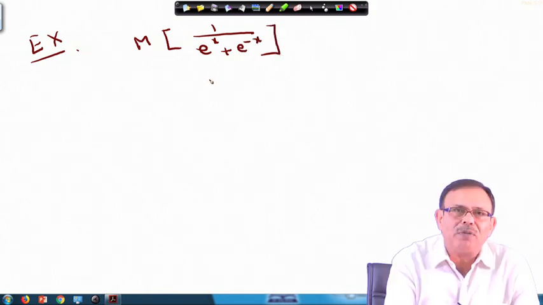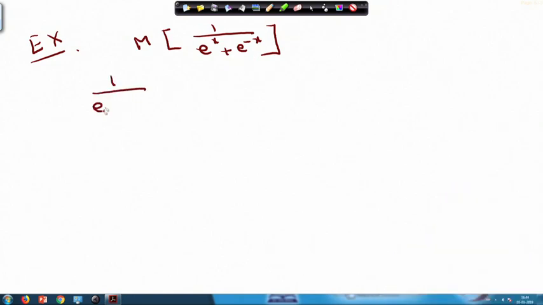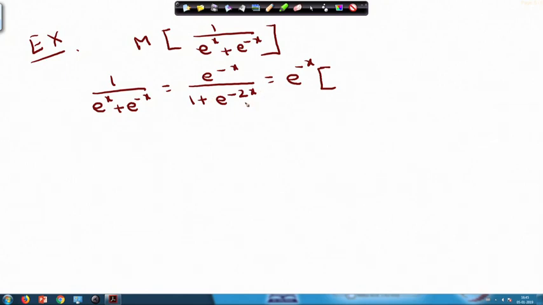Mellin transform of 1 by e to the power x plus e to the power minus x. Now, if you take this function 1 by e to the power x plus e to the power minus x, this equals e power minus x by 1 plus e to the power minus 2x. So, if you expand this function 1 plus e to the power minus 2x whole inverse, you can write down 1 minus e to the power minus 2x plus e to the power minus 4x minus e to the power minus 6x, like this way it will go on.